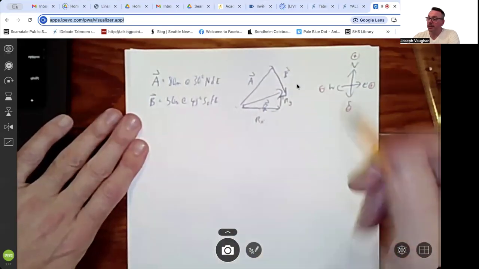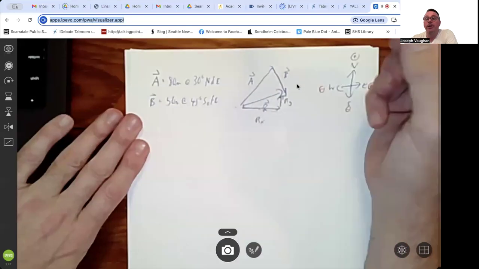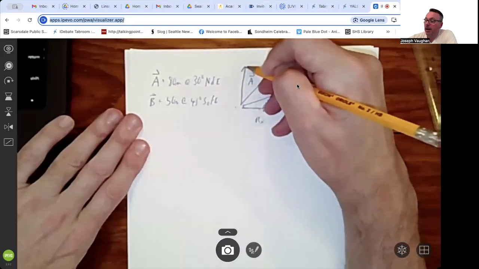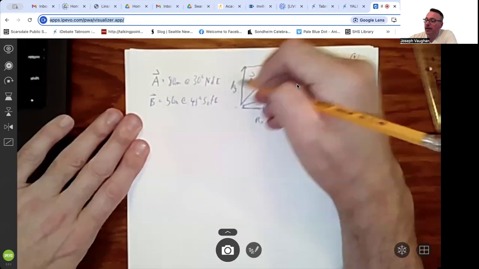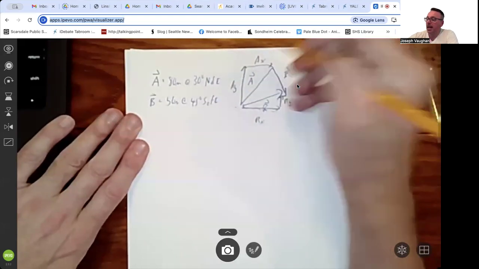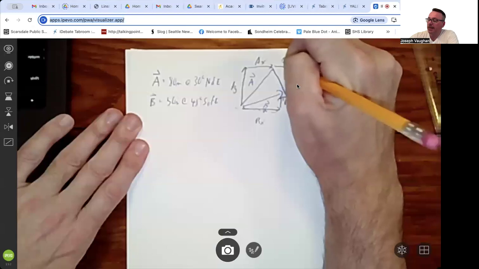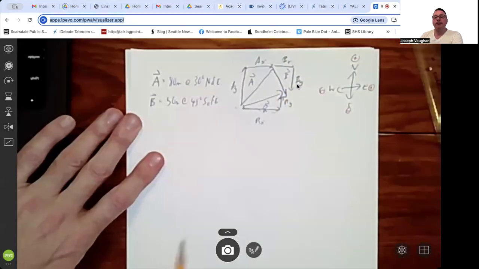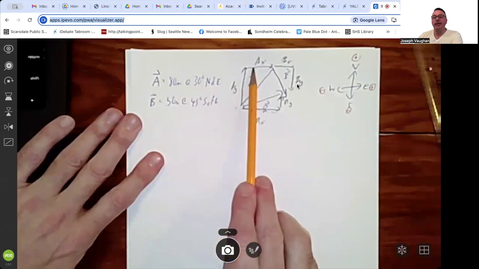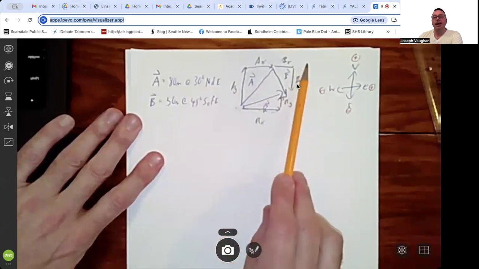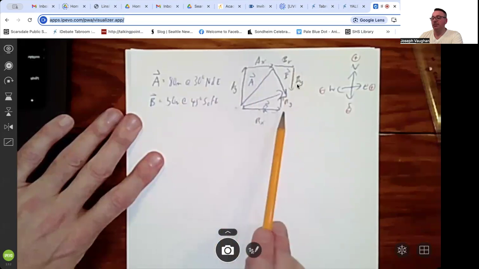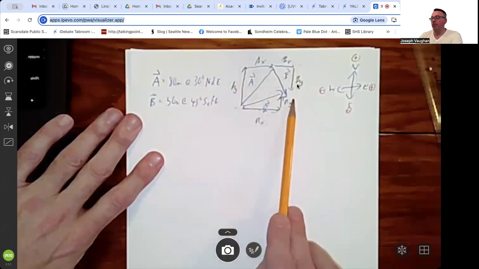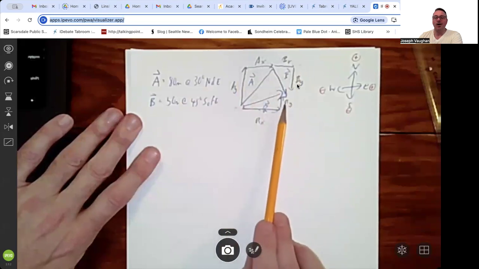What I want you to notice here, if I look at the components of vector A, right? So that might be here and here. So that's AY and then AX. And then here's BX and BY. Just from a graphical standpoint, if I do AX and then BX, notice that gives me the same thing as RX. If I go up AY and then down BY, that gives me RY, right?